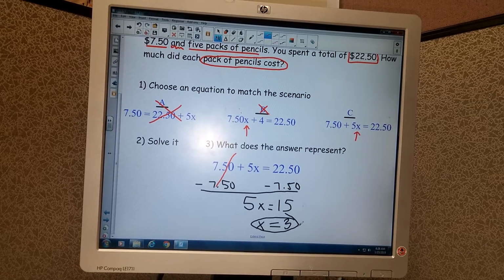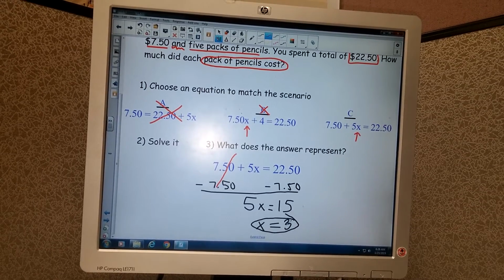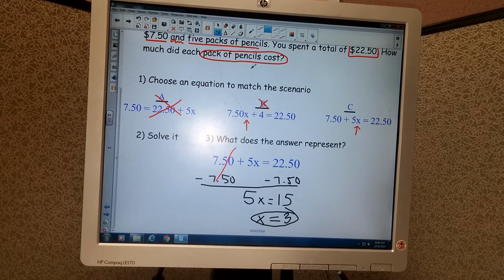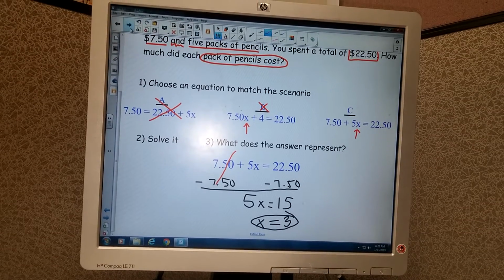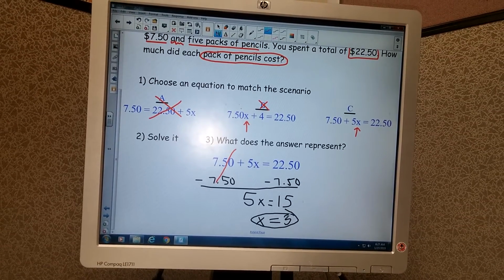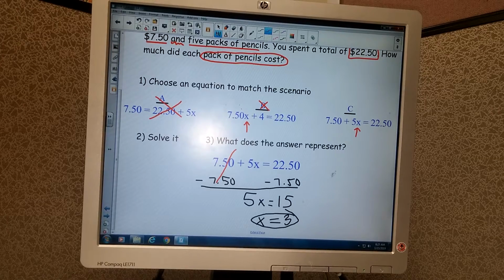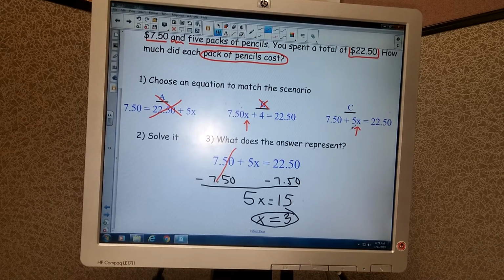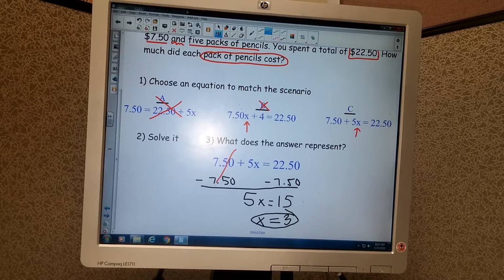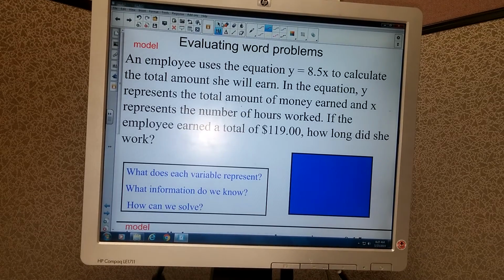X is 3. And what that 3 actually represents is how much each pack of pencils was. $3 times 5 packs is $15 plus $7.50 gives you $22.50.